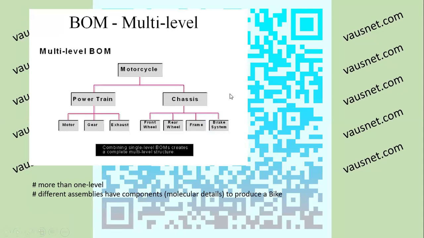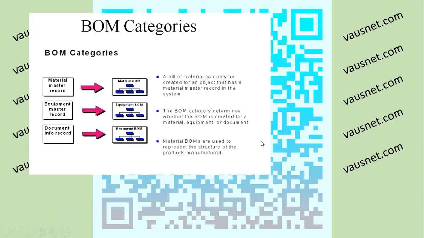Multi-level BOM basically goes down into details as to what comprises an assembly, what is going into an assembly, and what is in the chassis. It combines single level BOMs and creates a complete multi-level representation. So different assemblies have components, molecular details to produce a bike.